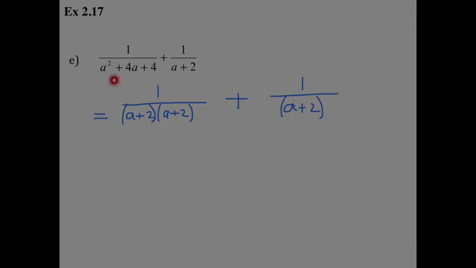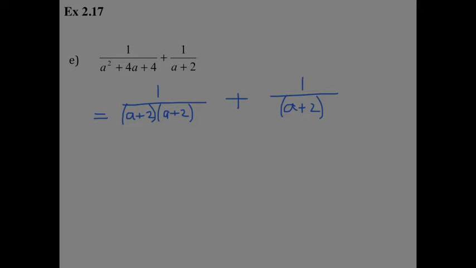Let's continue. This one is really messy, but what you need to be able to recognize is that the denominator here can be factorized. So let's factorize it. What two numbers times to give 4 and add to give 4? That'd be 2 and 2. So this question actually becomes 1 over a plus 2, a plus 2, plus 1 over a plus 2, and I'm going to put brackets around it. So this part here factorised to give me 1 on a plus 2, a plus 2. This part I didn't change. There's the plus sign between them.